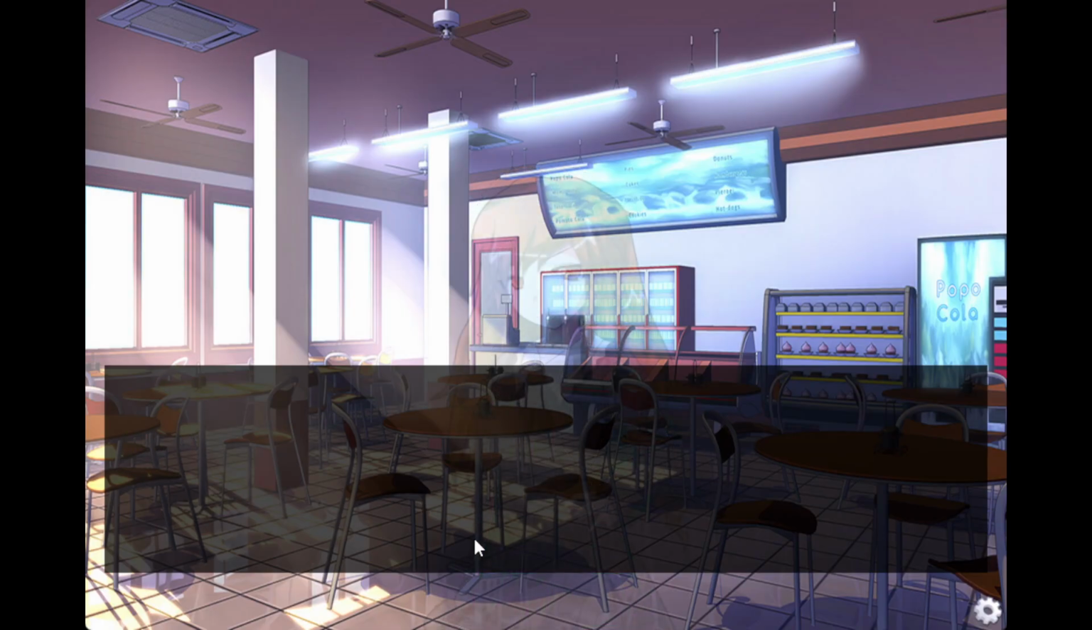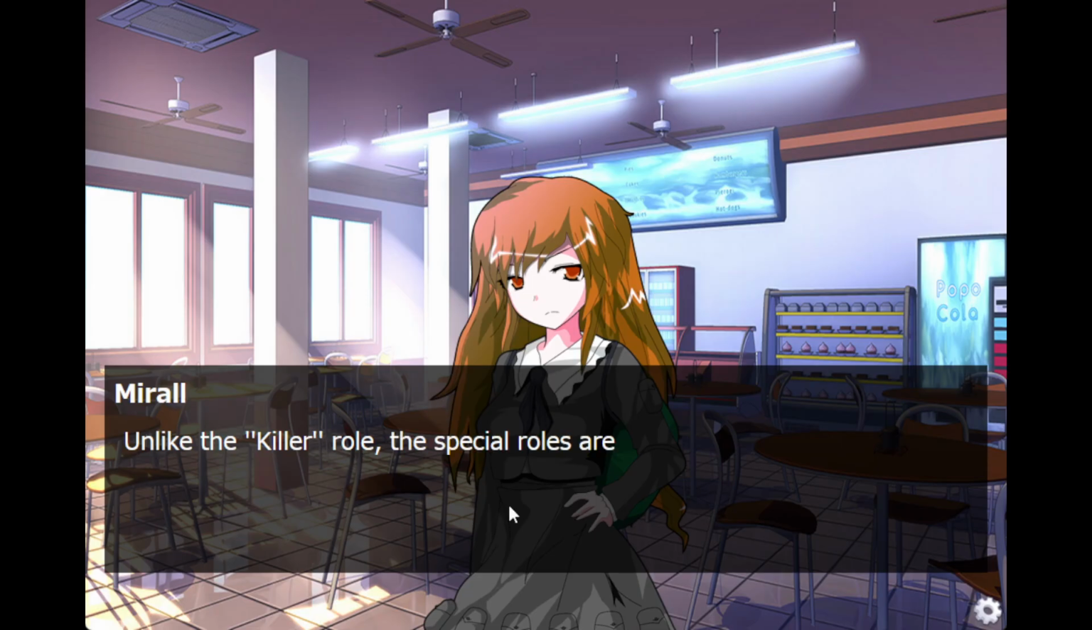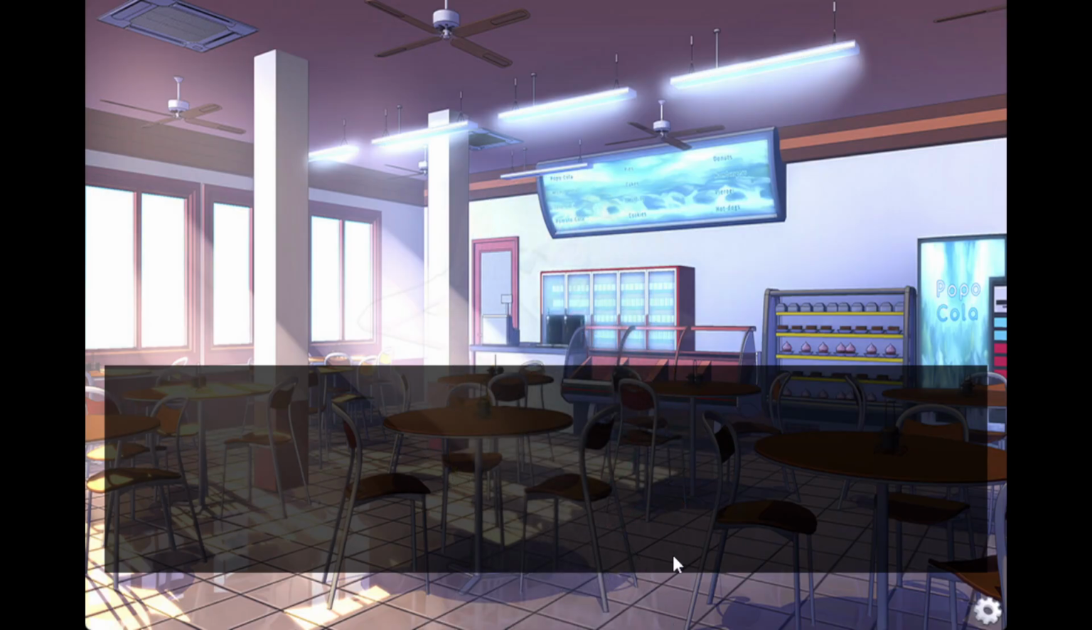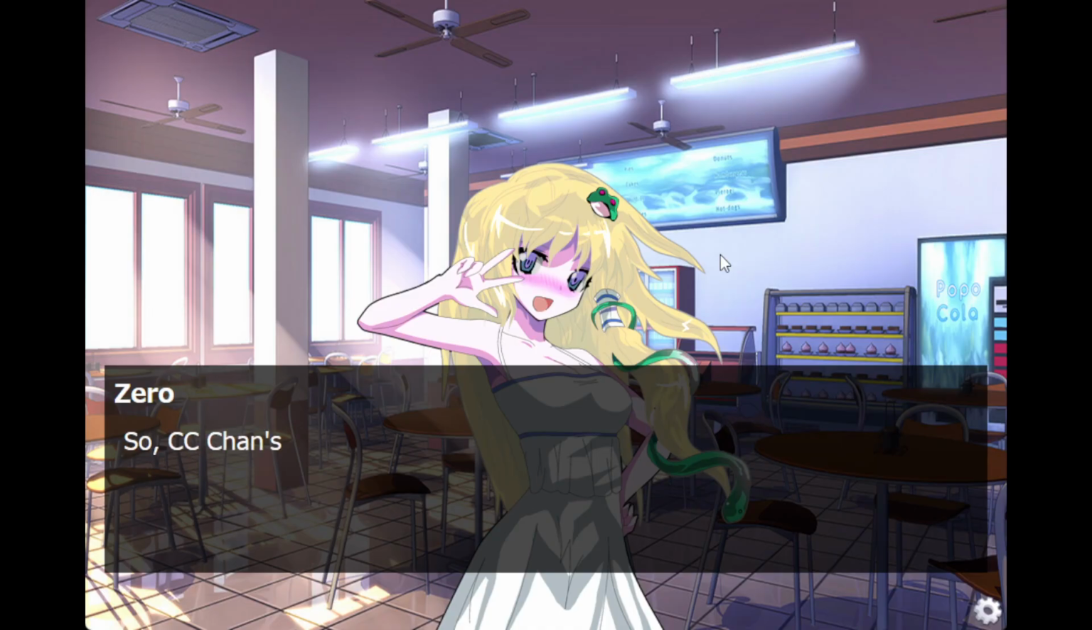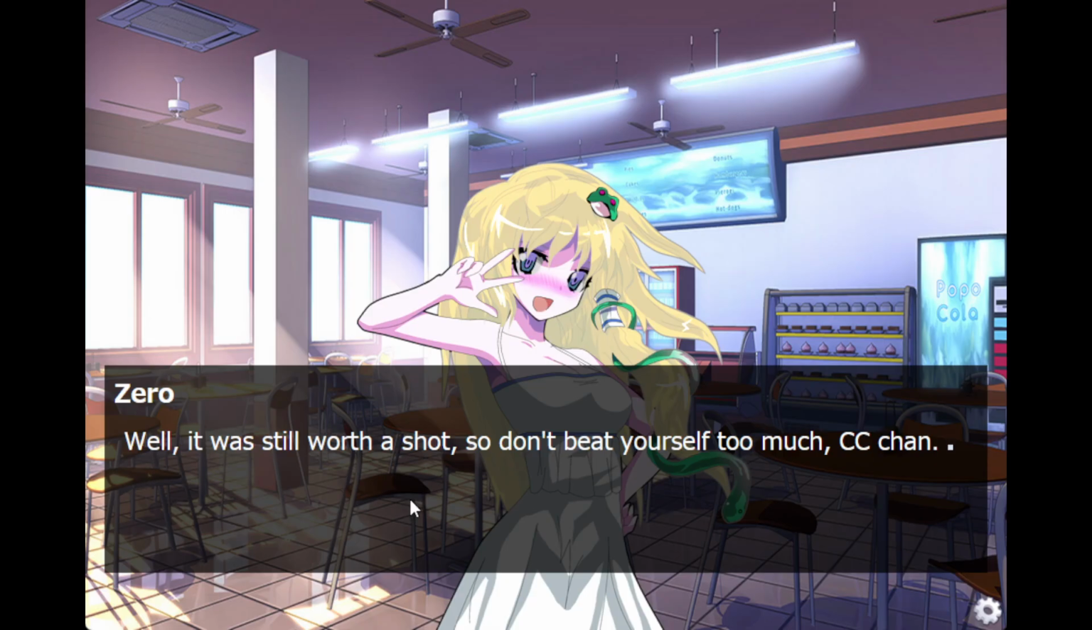Huh? Unlike the killer role, the special roles are only assigned during the first night. That's when you start using them after all. So at this moment, none of you has a special role yet. I see. You should know this. Don't you remember doing this in the last game? So, Shishichon's plan was a no-go from the start. Well, it was still worth a shot, so don't beat yourself too much, Shishichon.